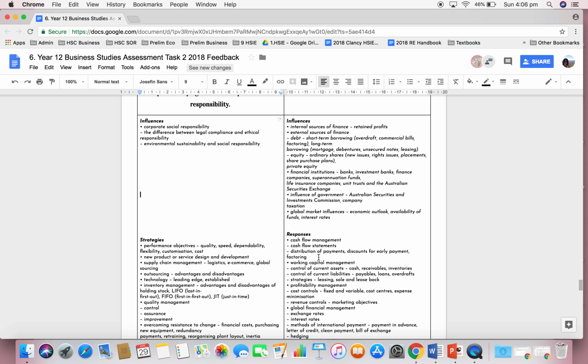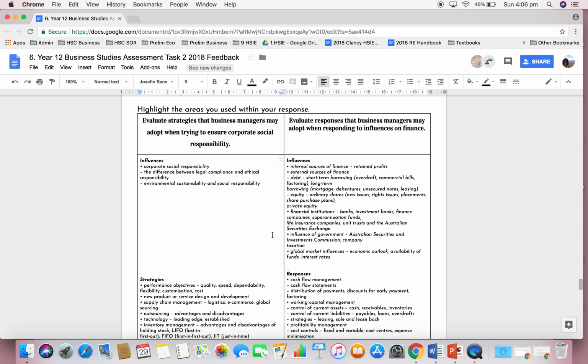If you wrote about something that isn't here, it's not the right content. Okay, you know business studies is quite narrow in that sense, but you've got to work to it. You've got to know your syllabus. So have a go at highlighting what areas you actually referred to in your response.